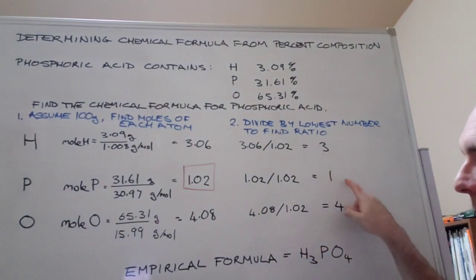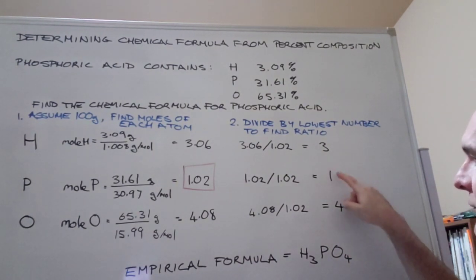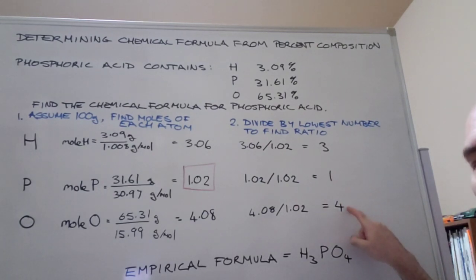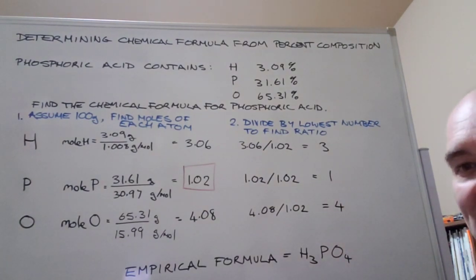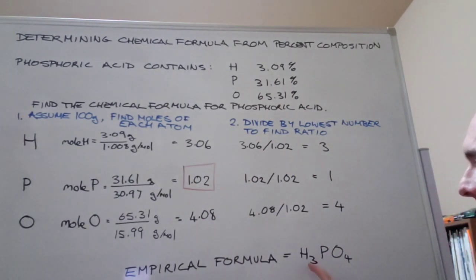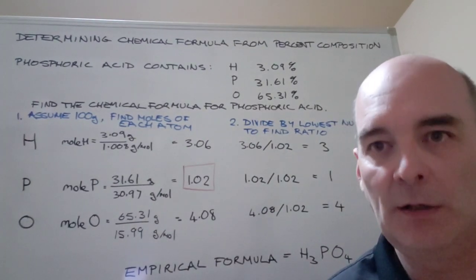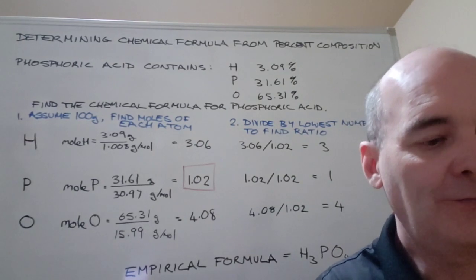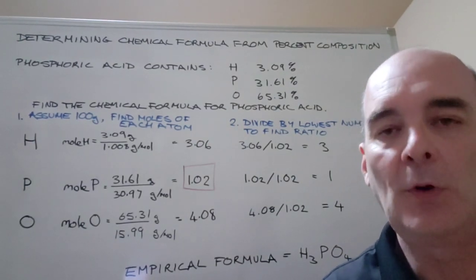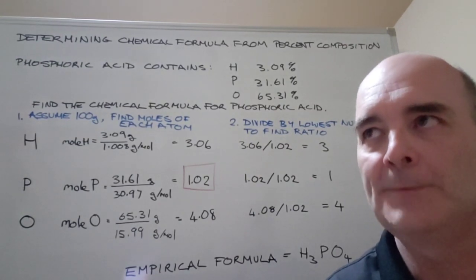So hydrogen, phosphorus, and oxygen are present in the molecule in a 3:1:4 ratio. That means that the chemical formula for phosphoric acid is H3PO4. Technically, this is what we call the empirical formula. The empirical formula is the smallest set of numbers that you can use to describe a chemical formula.